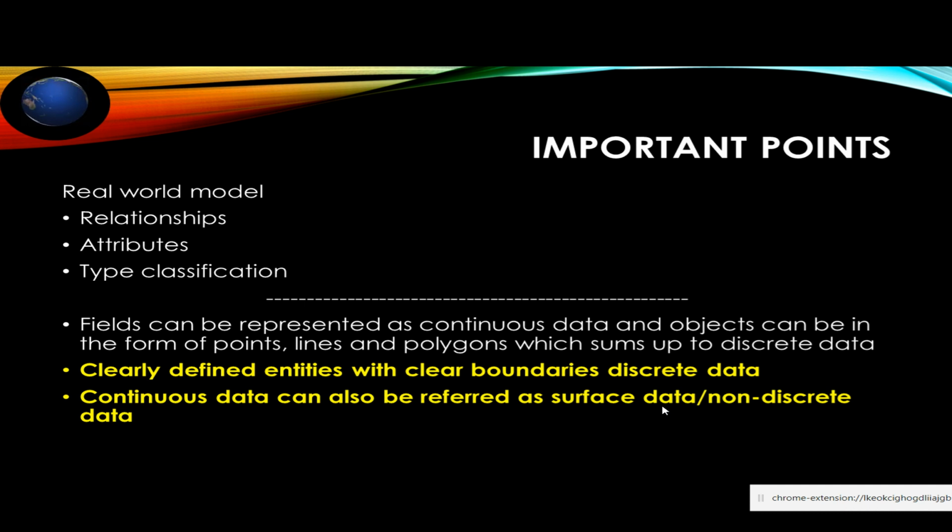So these are the discrete data features, the discrete data model, and continuous data, which you can say is field based. I will show you all these things. A clearly defined entity with a clear boundary is called discrete data. Discrete means not in decimal, exact values, so the things are clearly defined. And continuous data can be referred to as surface data or non-discrete data, which also has in-between values. So that is the difference between continuous and discrete data.